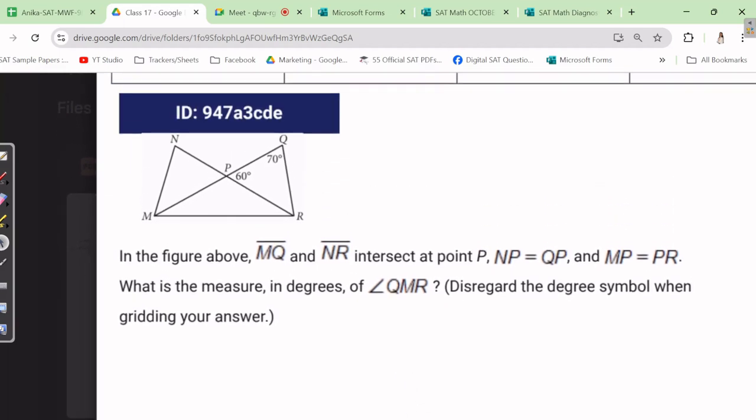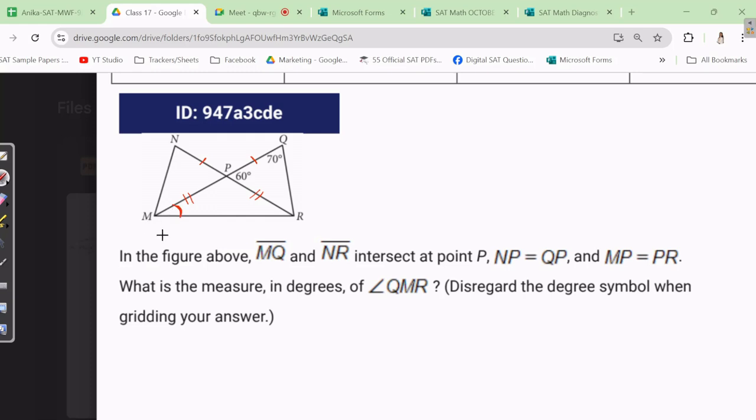Let's see. MQ and NR intersect. NP is equal to QP, and MP is equal to PR. Okay. What is the measure in degrees of angle QMR? QMR, this one.